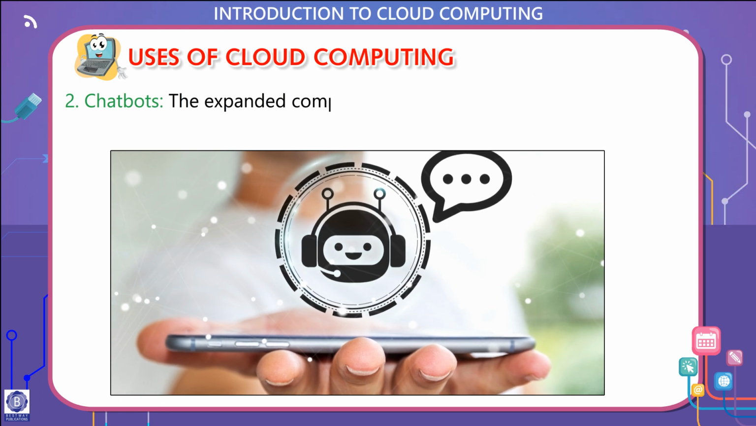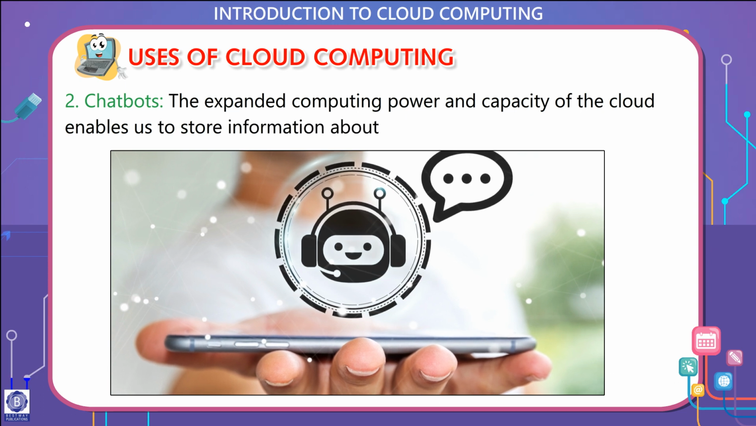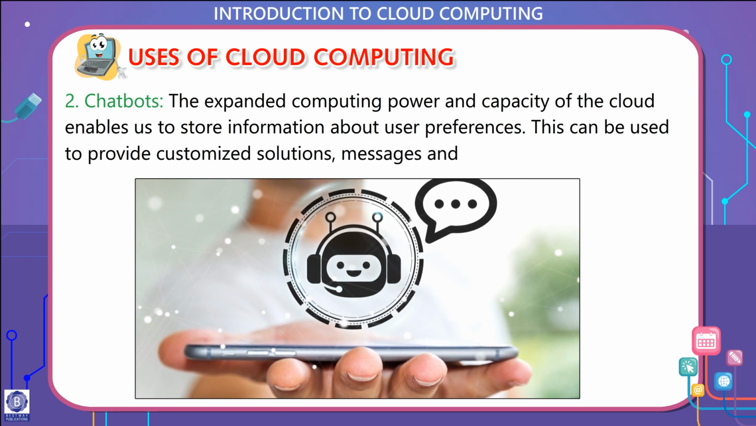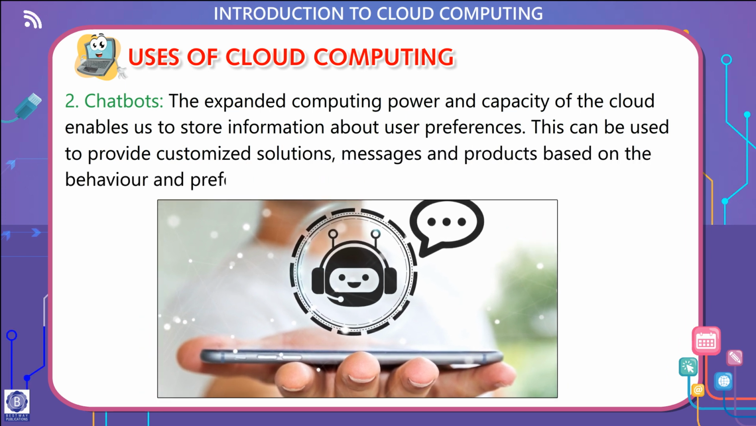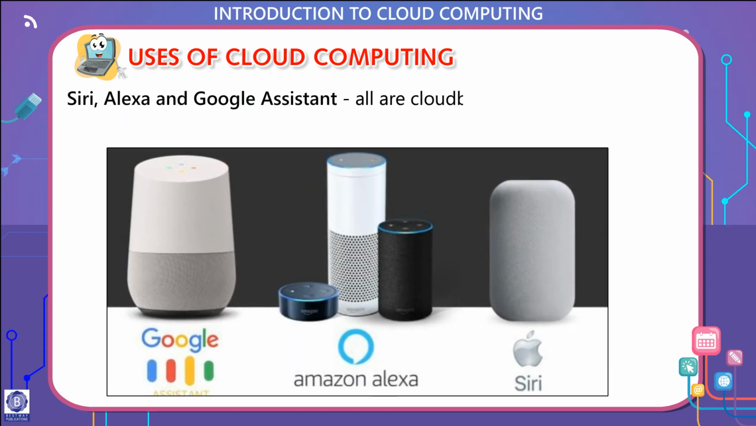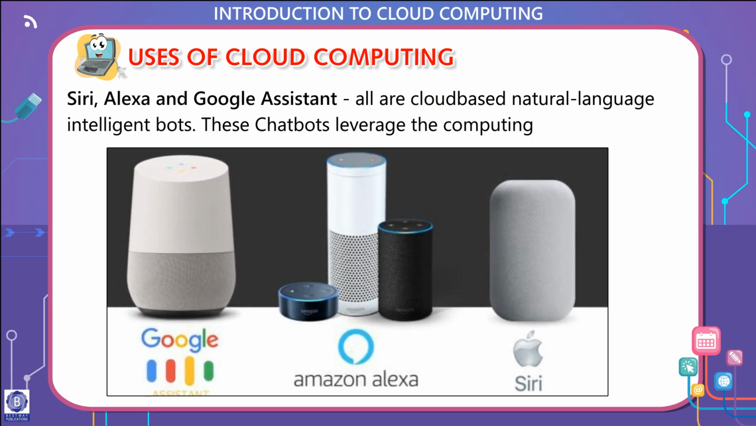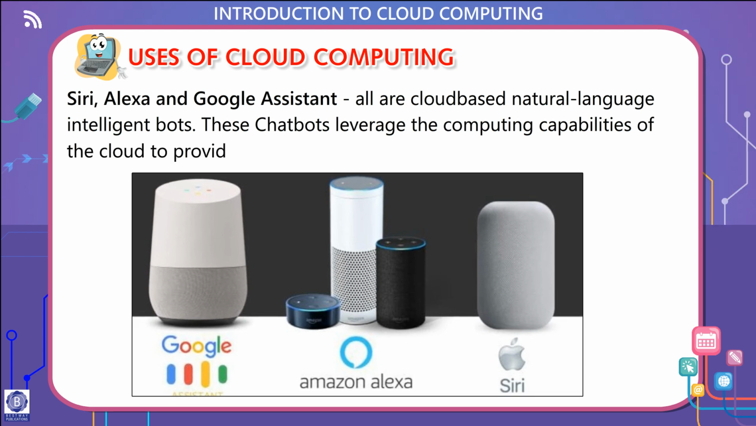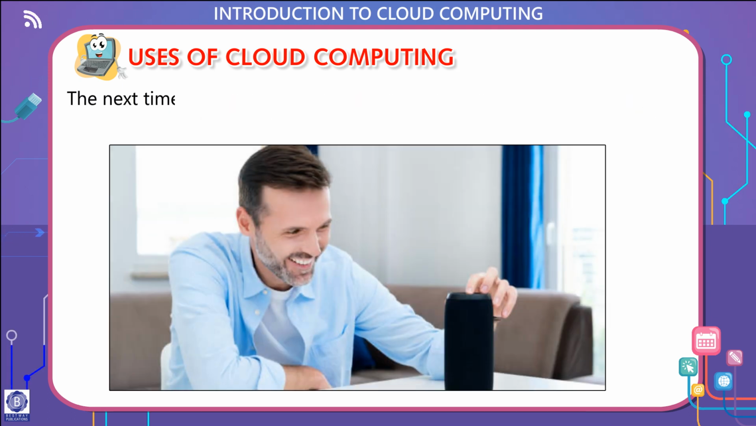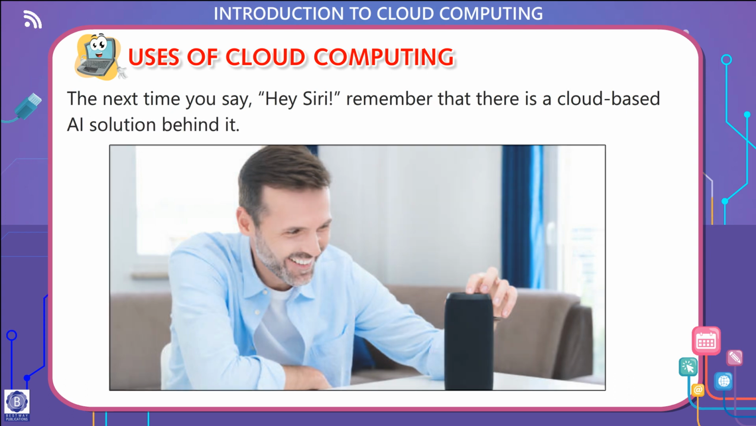Chatbots. The expanded computing power and capacity of the cloud enables us to store information about user preferences. This can be used to provide customized solutions, messages, and products based on the behavior and preferences of users. Siri, Alexa, and Google Assistant all are cloud-based natural language intelligent bots. These chatbots leverage the computing capabilities of the cloud to provide personalized, context-relevant customer experiences. The next time you say, "Hey Siri," remember that there is a cloud-based AI solution behind it.